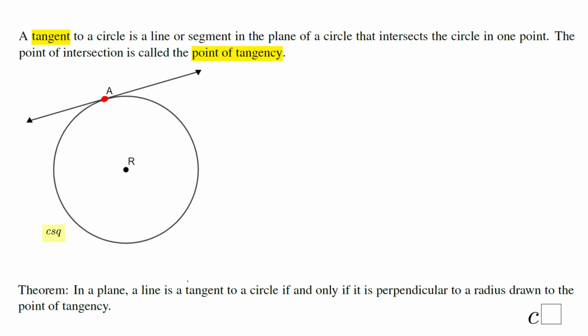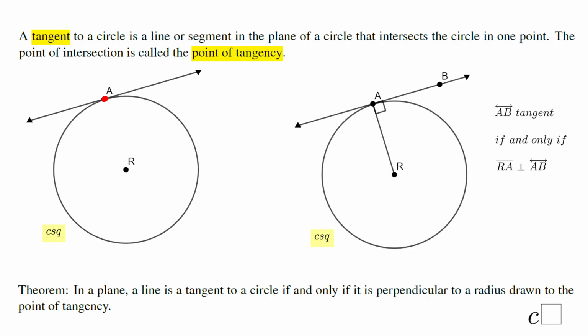We have here a theorem that goes along with this tangent, which says: in a plane, so be careful, it's working in a plane, a line is a tangent to a circle if and only if it is perpendicular to a radius drawn to the point of tangency. You can see here the picture of this theorem. You notice RA is perpendicular to tangent AB. Now be careful, this "if and only if" tells you it works both ways. The converse will also be true, and you will see it. We'll use it in this lesson.